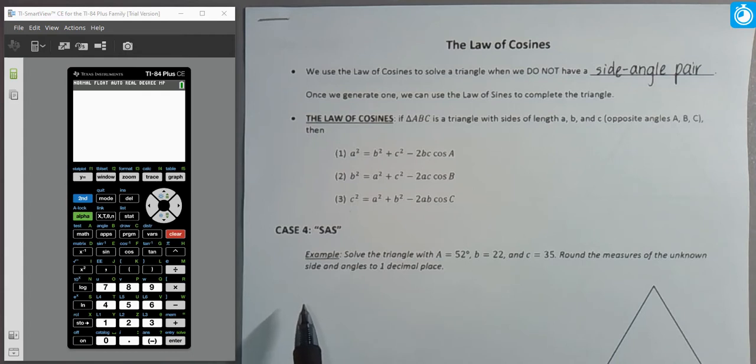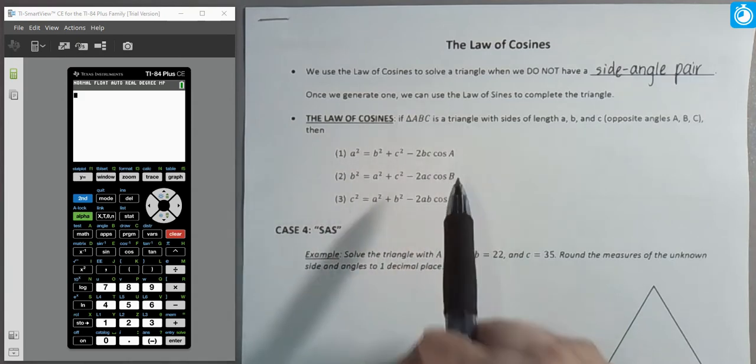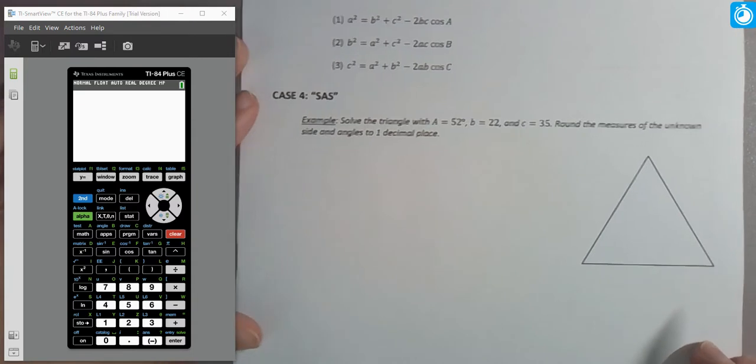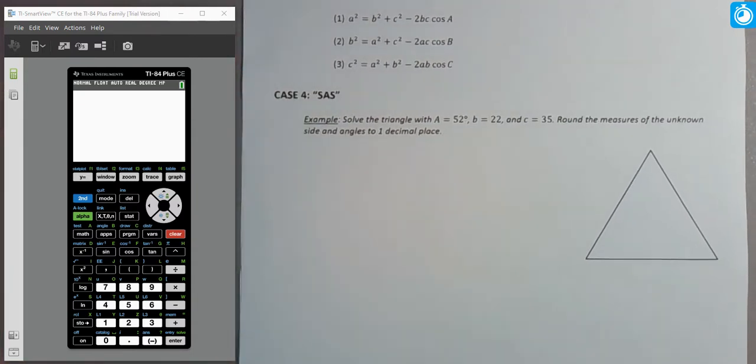Now, just like with the law of sines, it's not obvious what case you fall under until you label a triangle. So you always want to start by drawing a triangle and labeling it. Identify the side angle pair if you can, find one if you can, and if you can't, you use the law of cosines. So let's look at our first example. We want to solve the triangle where angle A has a measure of 52 degrees, side B has a length of 22 units, and side C has a length of 35 units. We want to round the measures of the unknown side and angles to one decimal place.